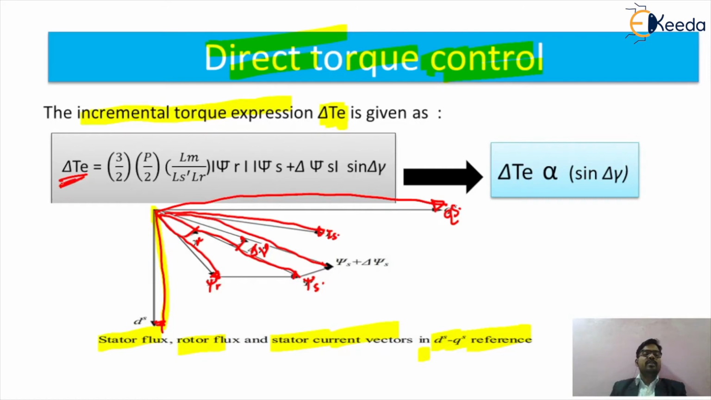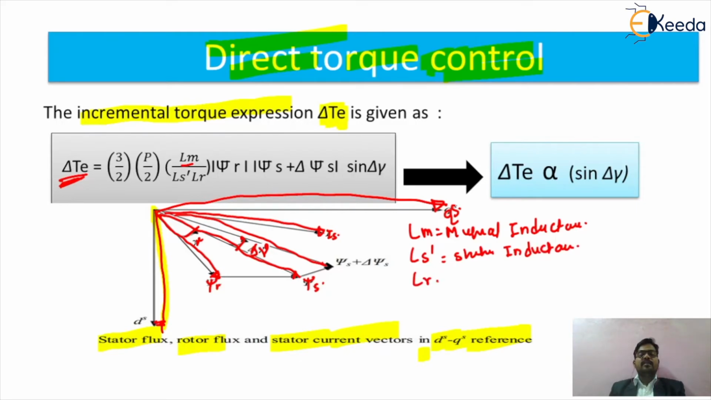So we are getting the value of the incremental torque expression, that is 3 by 2 into P by 2. Basically this P is the number of poles and this would be Lm. Lm is called the mutual inductance of your induction motor. Ls dash is basically the stator inductance of your induction motor, and Lr is the rotor inductance of your induction motor.